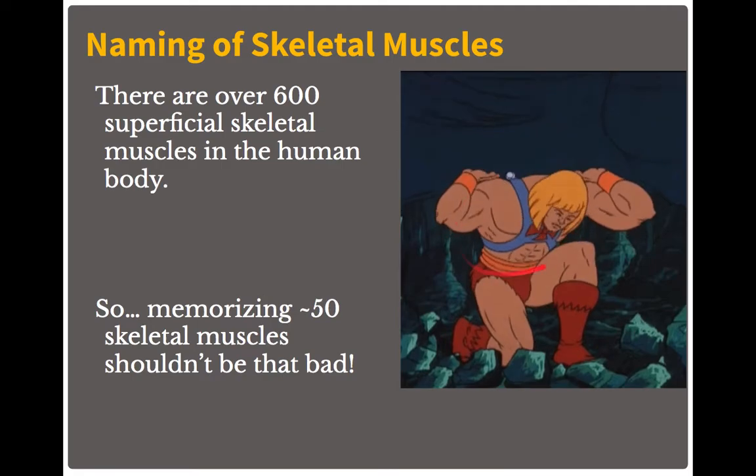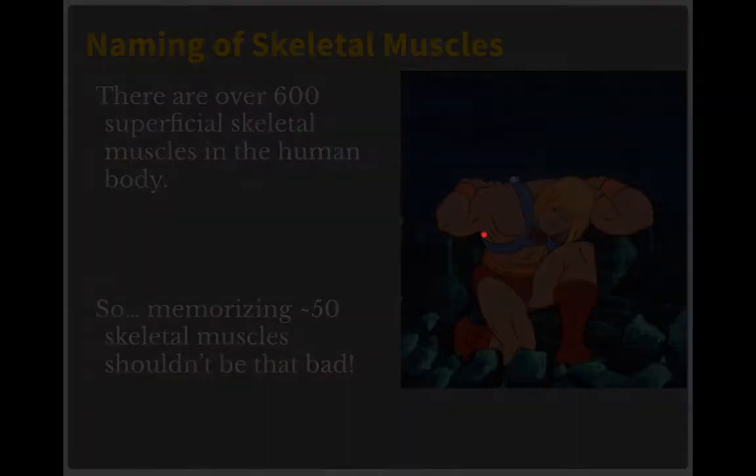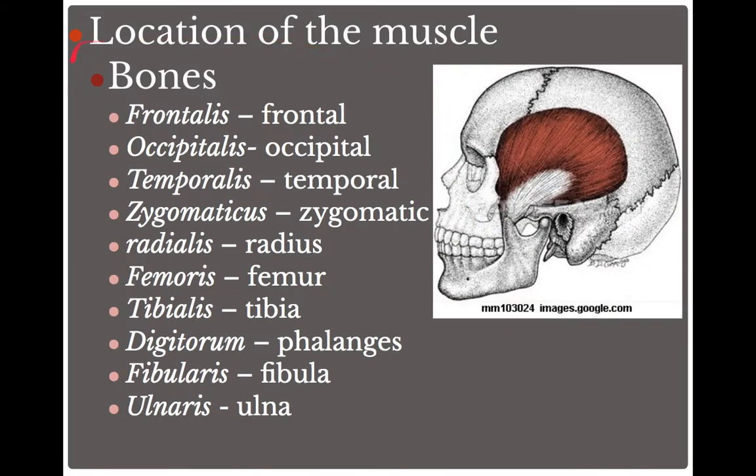That's Conan the Barbarian. Look at how muscular he is. So the first convention we use to name some muscles is where they are located. Sometimes they're named according to which bones they cover. For example, the frontalis muscle covers the frontal bone, which is a cranial bone.